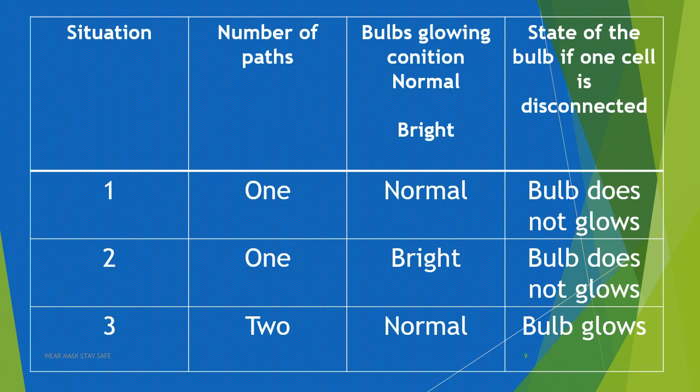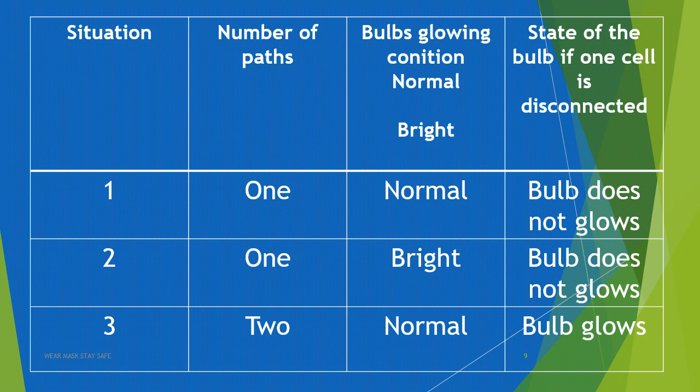Now let us note down all these observations in a simple table. Situation 1, situation 2 and situation 3. In situation 1 and 2, how many paths are there? Only one path. And in situation 3, how many paths? Two paths. Now the bulb's glowing condition, you have to check whether it is normal or bright.